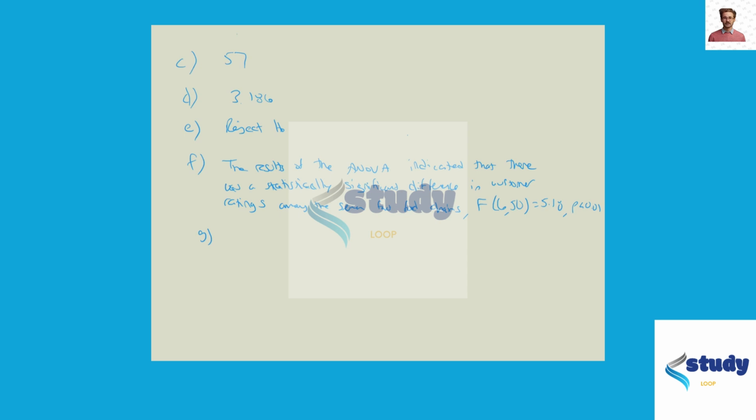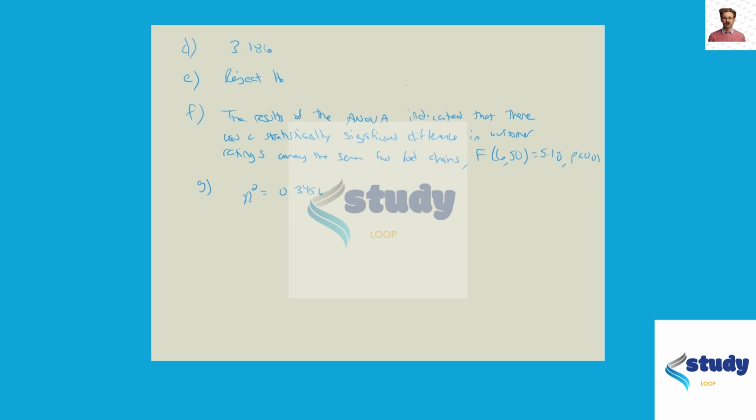The effect size, eta squared, is the SS between over the SS total, so that's 31.1 over 90, which is 0.3456. And this means that about 34.56% of the variance in customer ratings can be attributed to the differences between the restaurants.